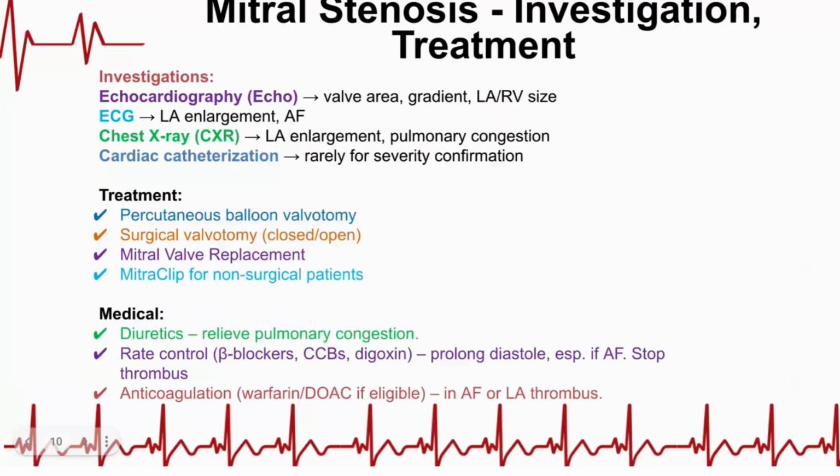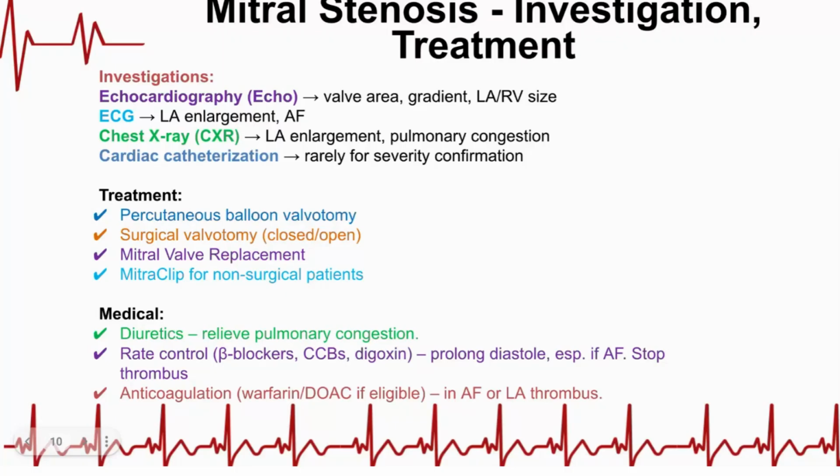Right. So in terms of investigations, echo. Echo is what we mainly go to, especially if we suspect somebody has a valve-related murmur. To really confirm it, echo is best. Within echo, you can assess the valve area and therefore grade this patient's mitral stenosis. You can also have a look at the sizes of the chambers, especially the left atrium, and also the right ventricle.